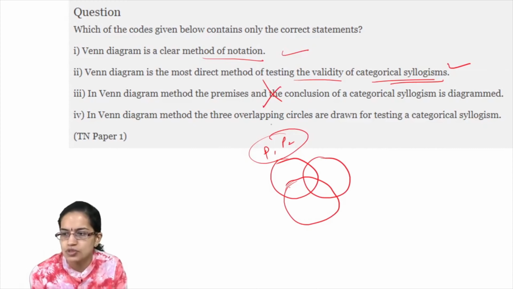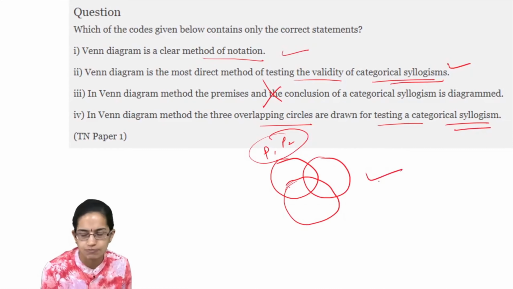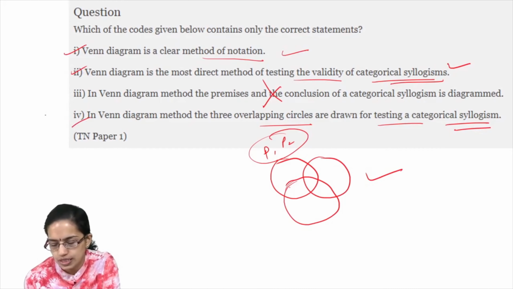Venn diagram, 3 overlapping circles are drawn for testing the categorical syllogism. Again, correct. So that is what we have been doing. So you have 1, 2 and 4 statements which are correct here.